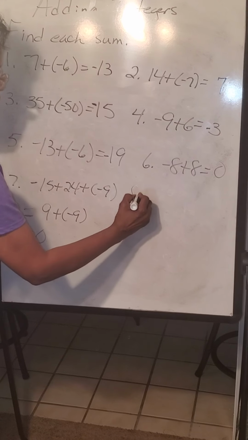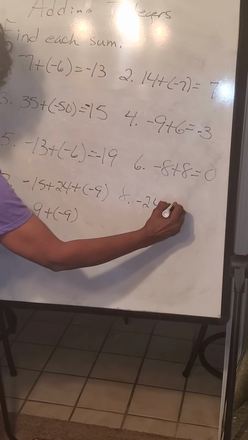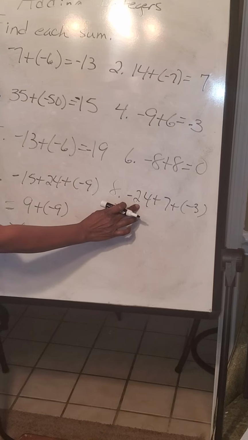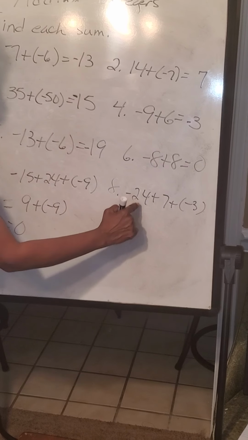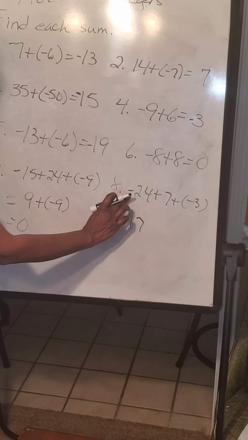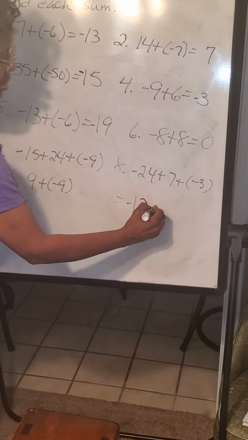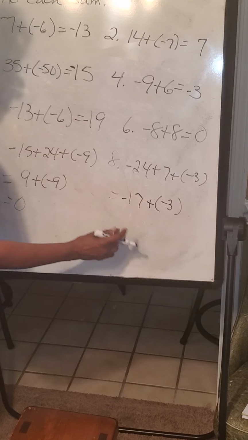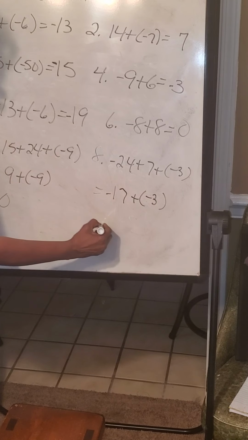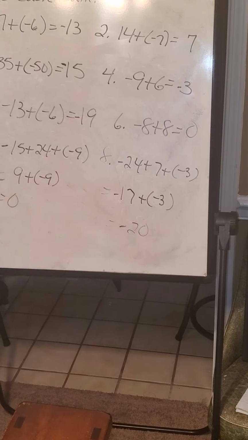And our last example for addition, a negative 24 plus 7 plus a negative 3. A negative 24 plus 7, subtract the two numbers, you get 17. This number has the greatest absolute value. It carries a negative sign, so I have a negative 17 plus a negative 3. These two numbers have the same sign, so I'm going to combine them, get a 20. The common sign is negative, I get a negative 20.